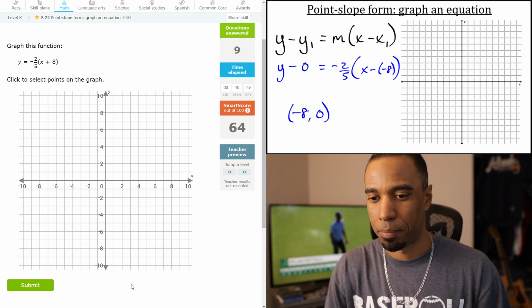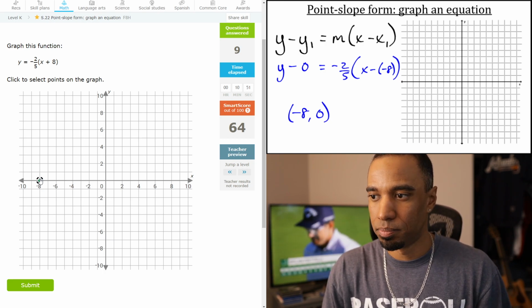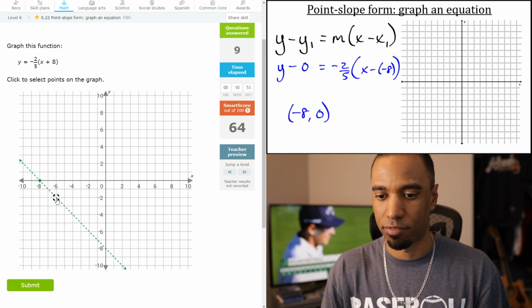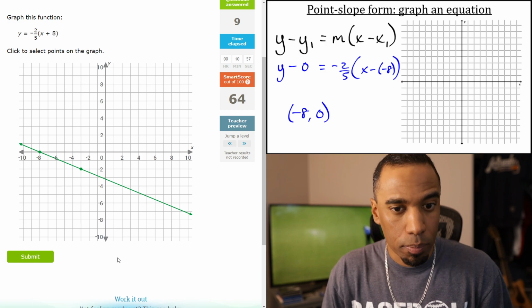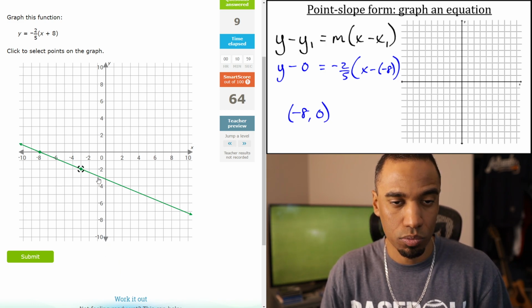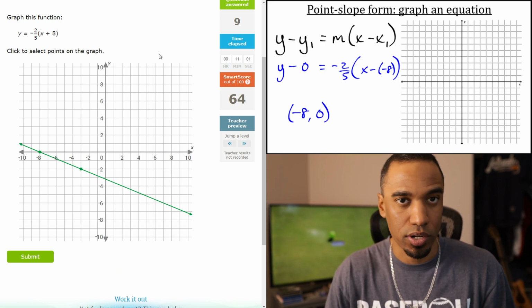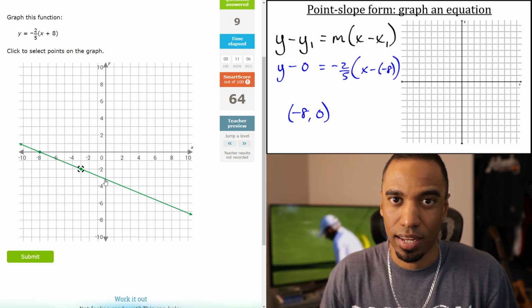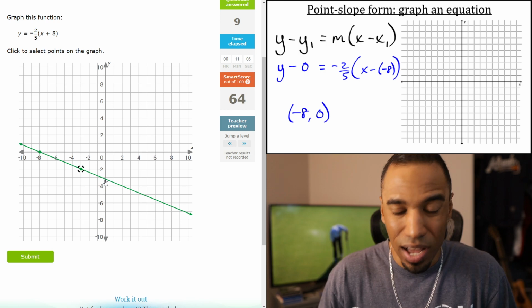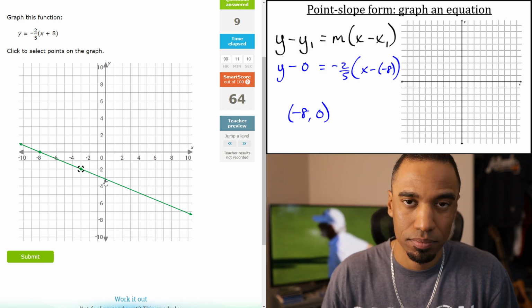Let's just do it straight on the graph right here. Boom. Down 2, right 5. Like that. And that would be the graph. Now, before I proceed, I want to show two things. One in this graph and then one in the equation. Notice that the y-intercept here is not an integer. It's just not.